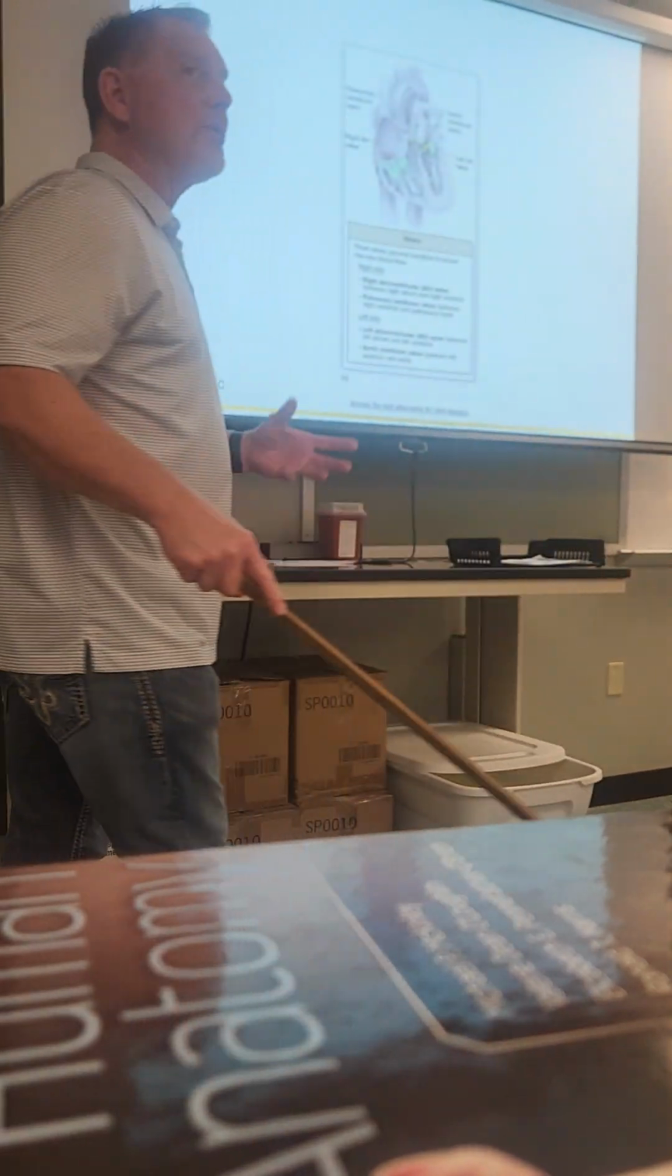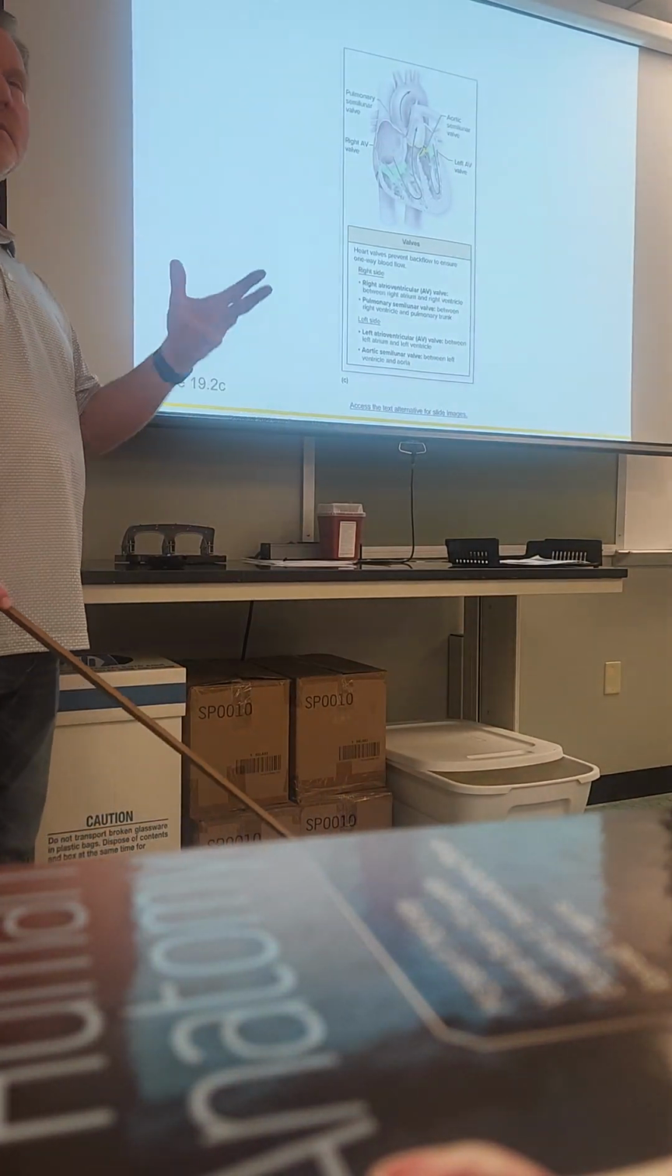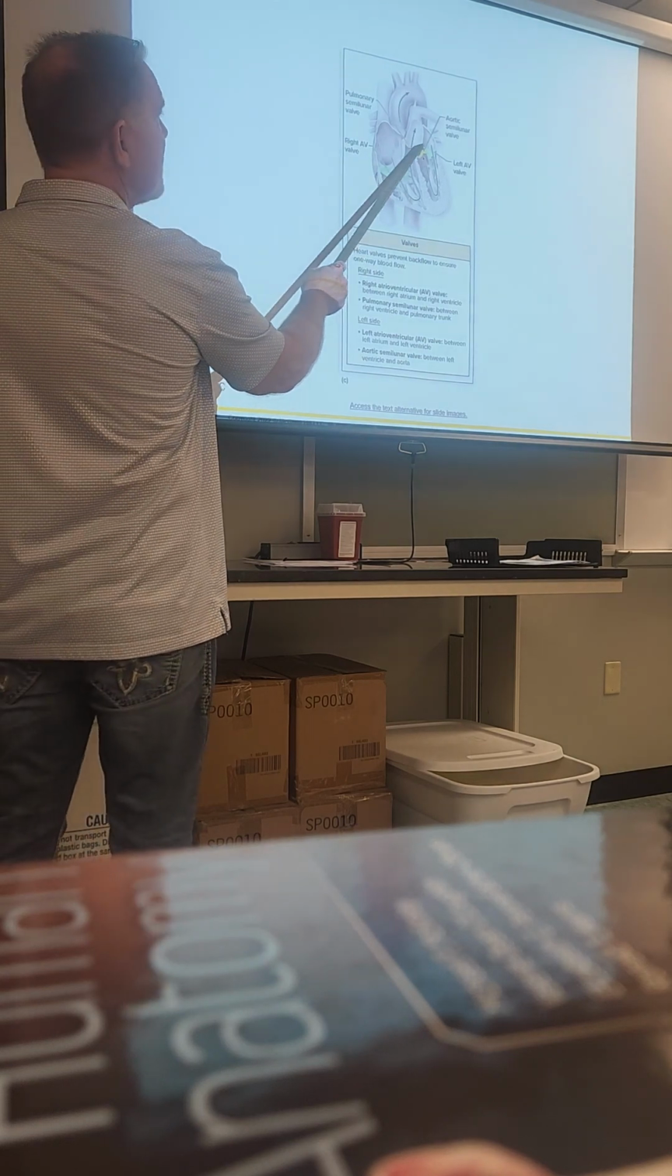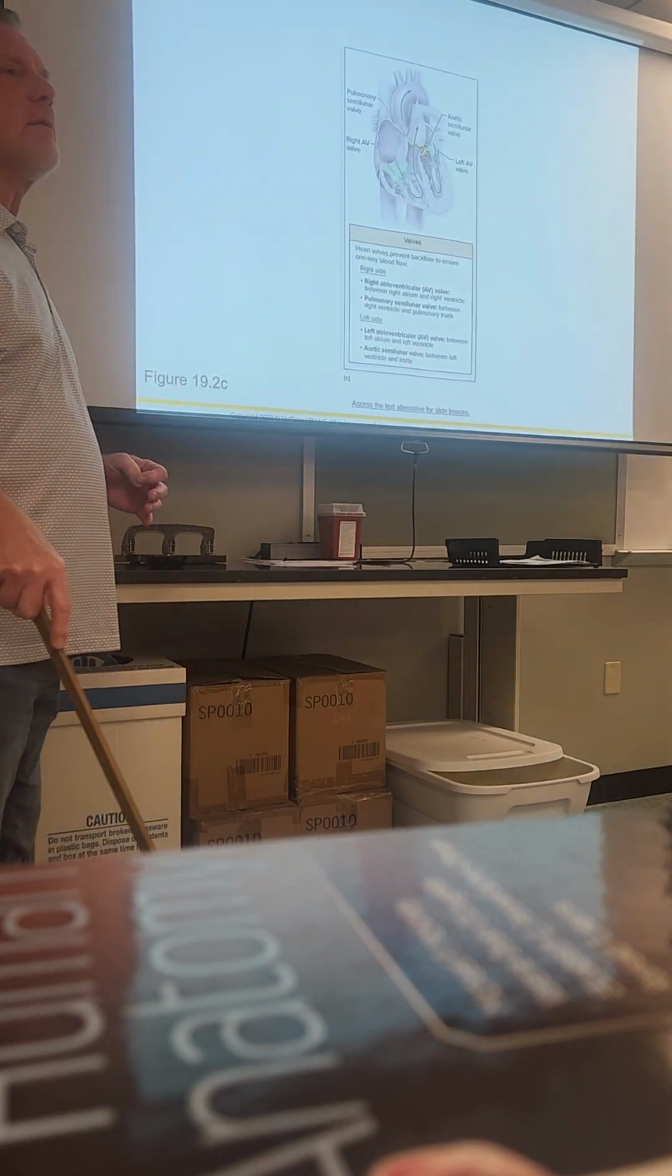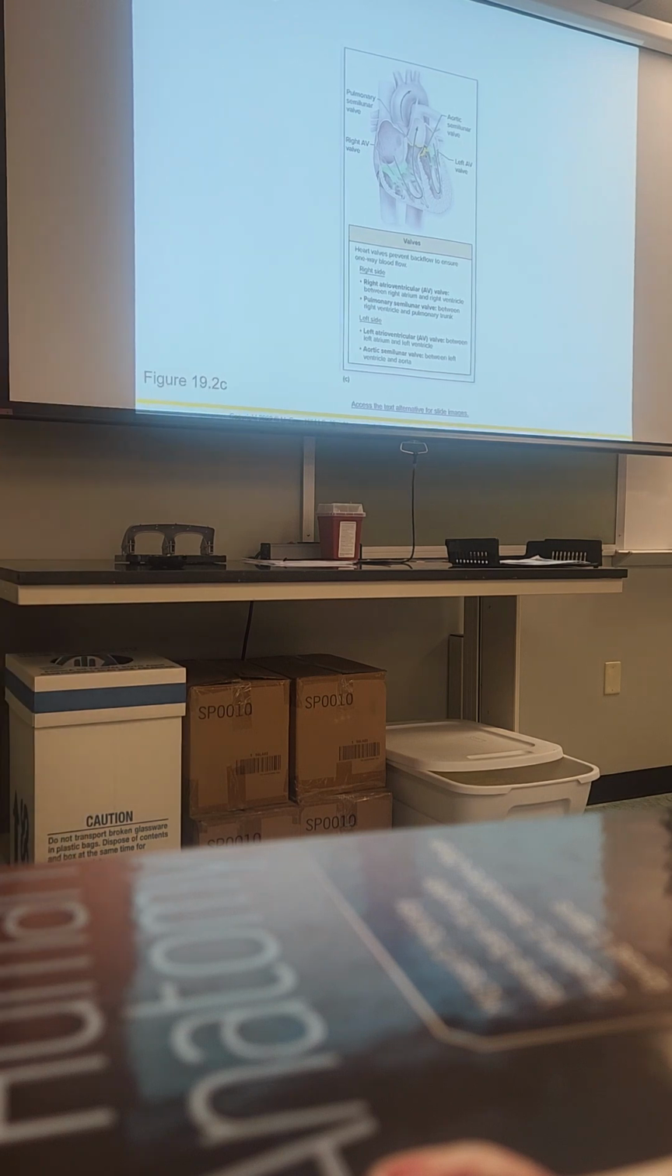The semilunar valves will be on your models because the resin is actually poured in the mold. So if you look, here's the pulmonary semilunar valves. See if you can find those in your pulmonary trunk. You'll see the shape of them. And then see if you can find the aortic semilunar valves. All right, how are we doing? Good. Questions?